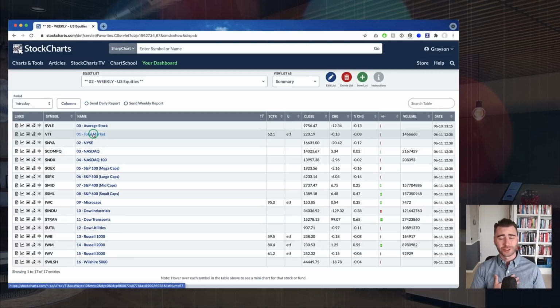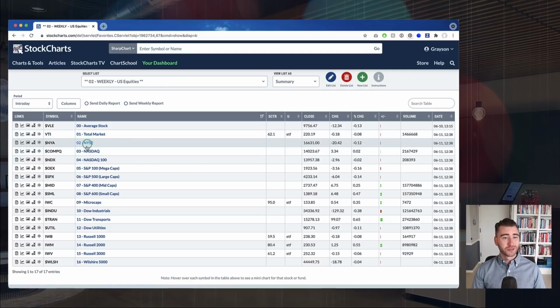I personally like to benchmark a lot of things against VTI because it does represent the total market, but it's also an ETF that I could actually buy. So when I'm thinking about an individual stock, it makes a lot of sense to me to benchmark it against VTI. Again, because it's a comparable index, something that I could actually buy. But anyways, I've got the total market index there.